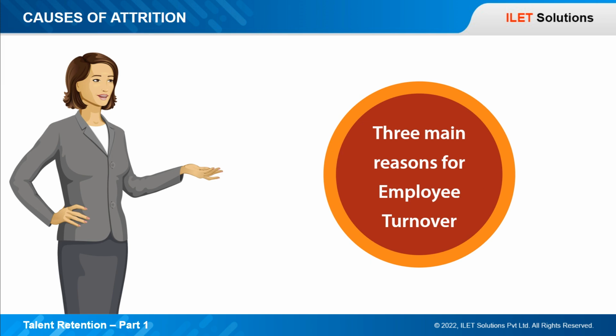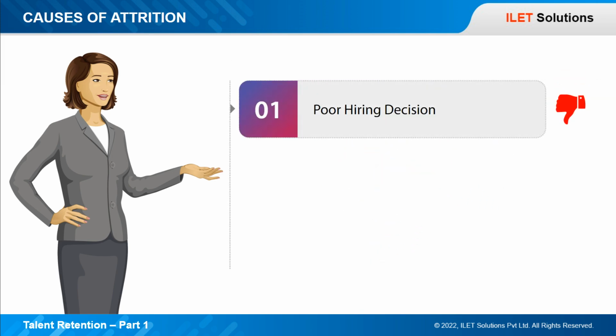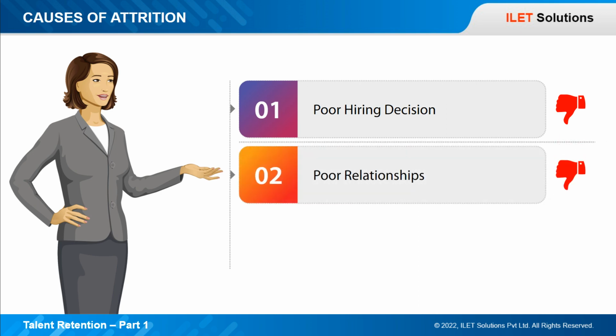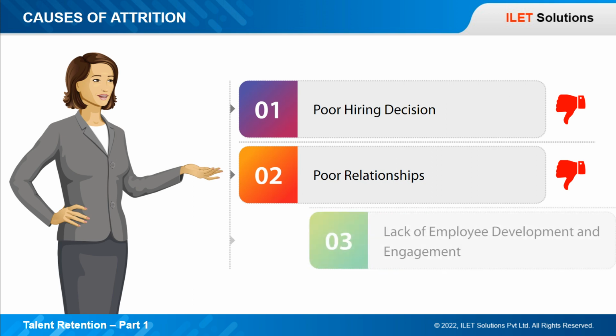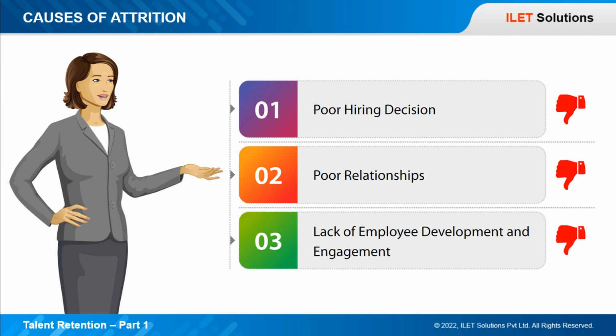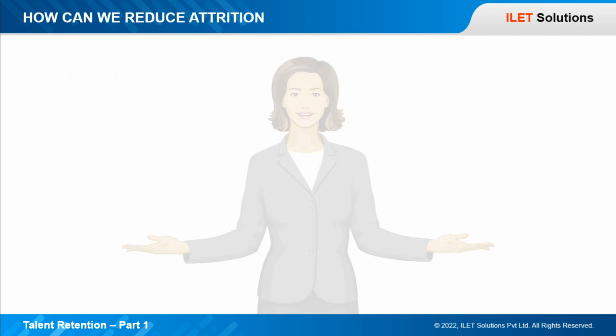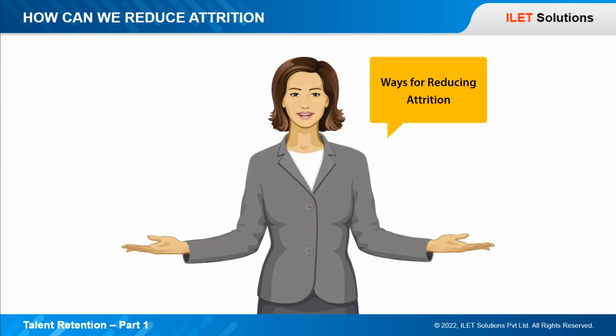The first major cause of employee turnover is poor hiring decisions. The second one is poor relationship with the boss, colleague or team members. And the third reason is lack of support or poor support from management in terms of employee development and engagement in the job. Let us now look at some of the ways we can adopt to reduce attrition.